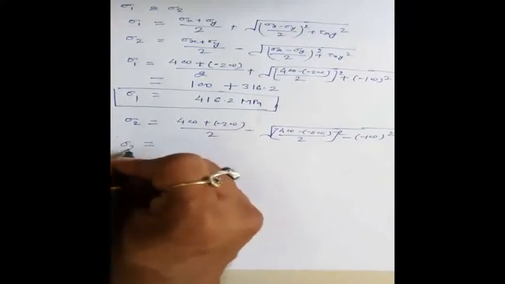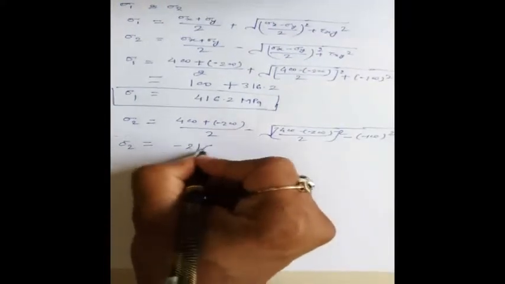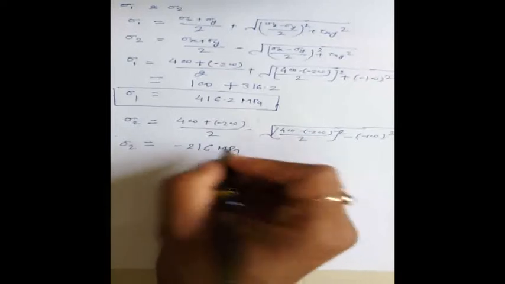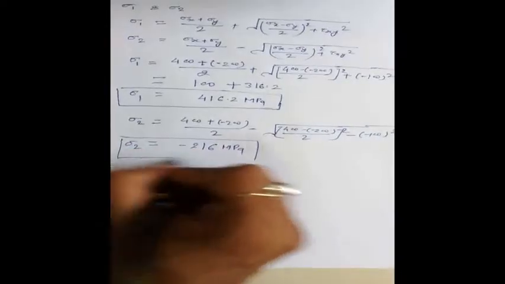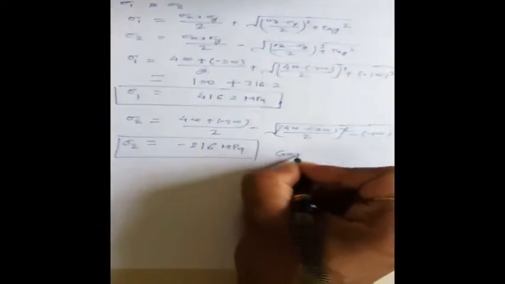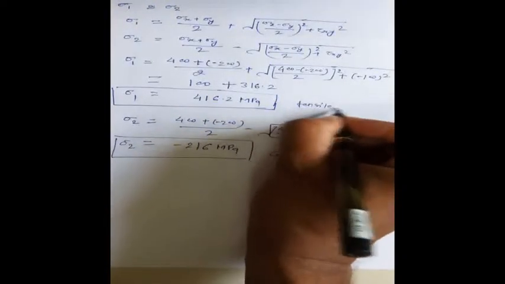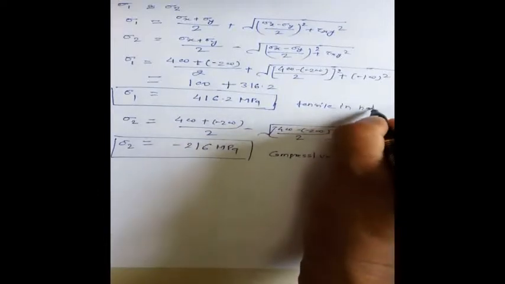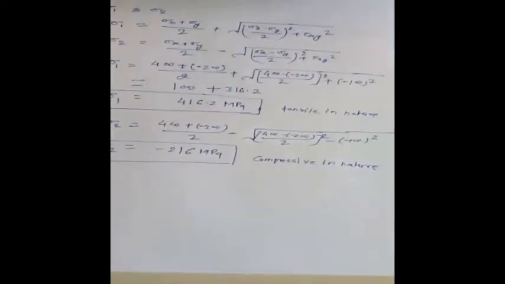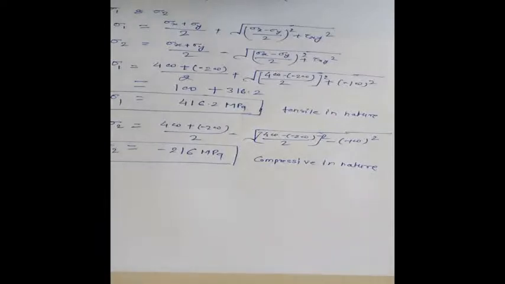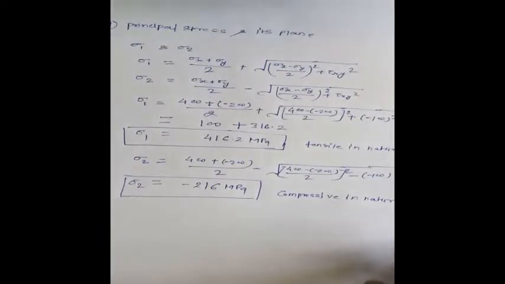So sigma 2 will be minus 216 megapascal. If you solve, you will get this minus. So this is compressive in nature, compressive downward side, and this is tensile in nature. So here you can see how we can solve this principal stress.